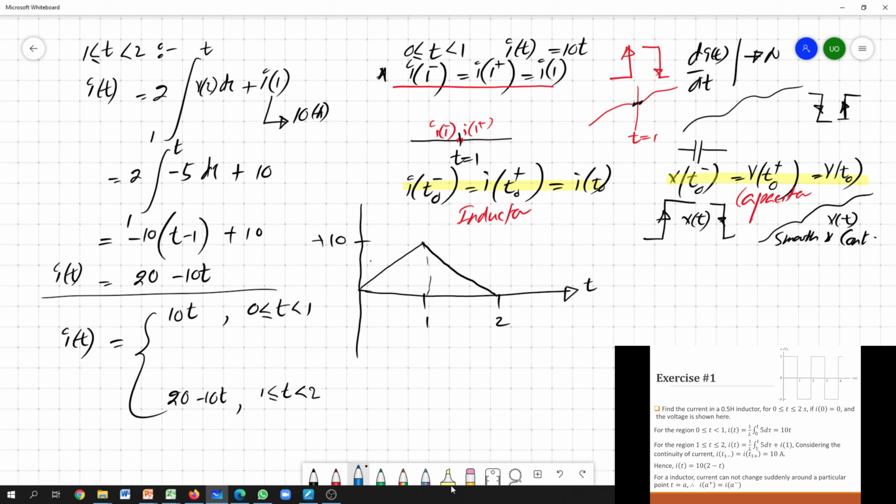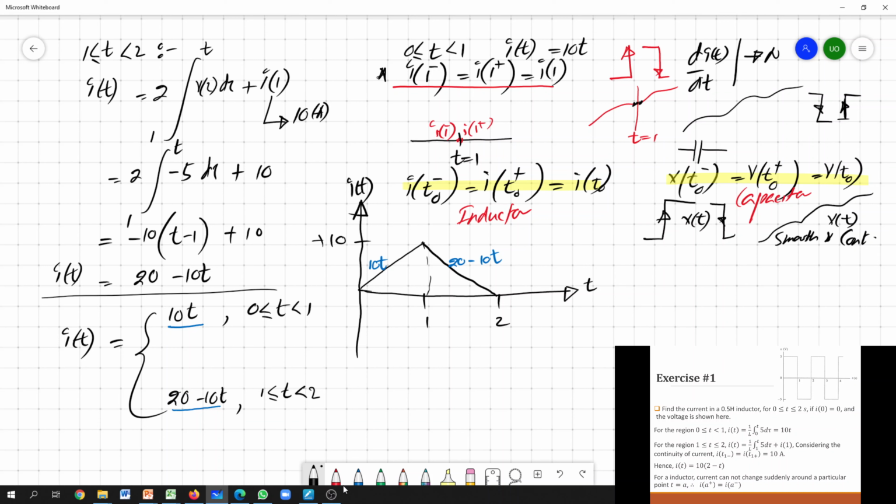So the mathematical trend between 0 and 1 is 10t. And this is like 20 minus 10t. So this is the variation between 0 and 1, and this is the variation between 1 and 2. The entire distribution of current between 0 and 2 is this.